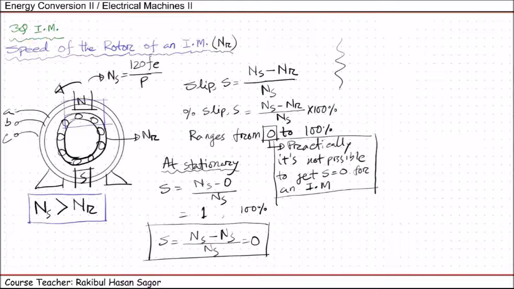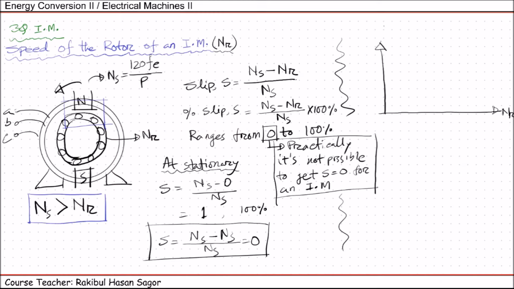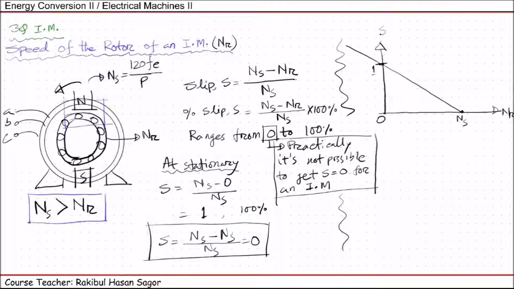If we plot the curve for slip versus nr, suppose this is the rotor speed and this is the value of slip, this is 1, this is 0. So when nr equals 0, the value of slip will be 1. When nr equals ns, the value of slip will be 0. If we plot the curve, it will be a straight line like this, and we have different portions.